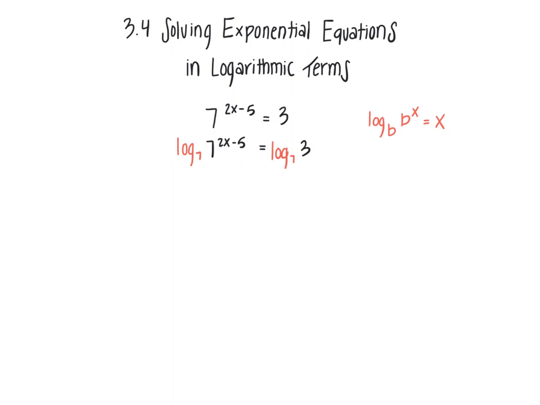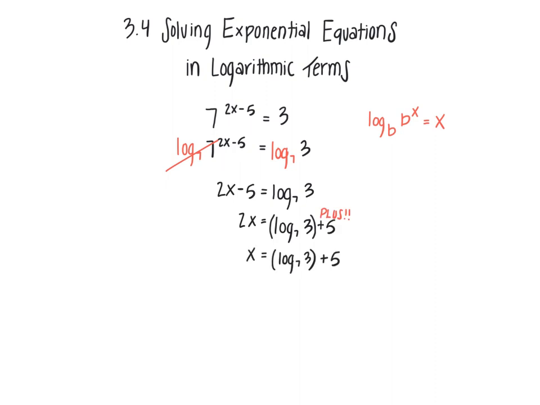So I will strike through all of this, and I'm left with 2x - 5 is equal to log base 7 of 3. And now I simply want to continue solving this problem and isolating x. So I have 2x is equal to log base 7 of 3 plus 5, and x is equal to log base 7 of 3 plus 5, and all of this would be divided by 2.